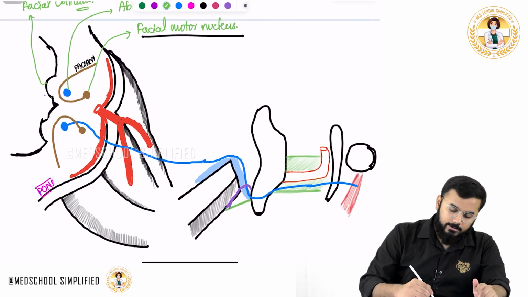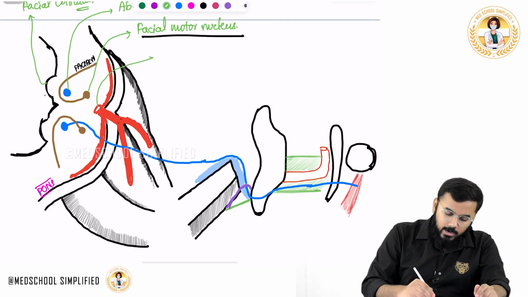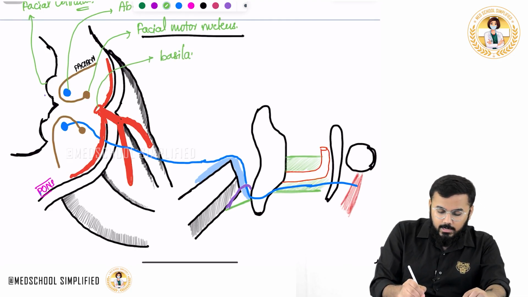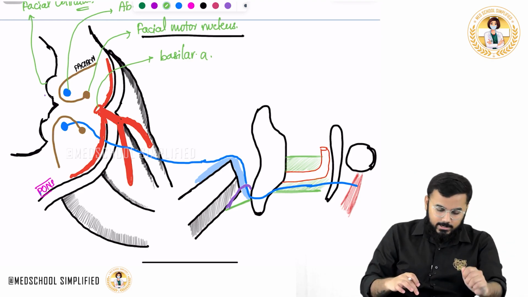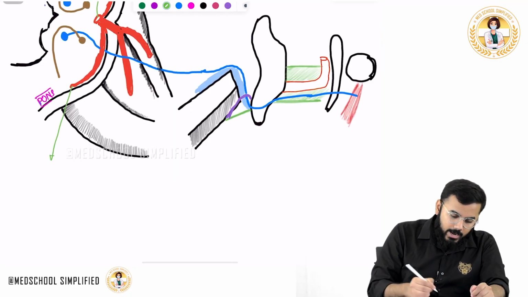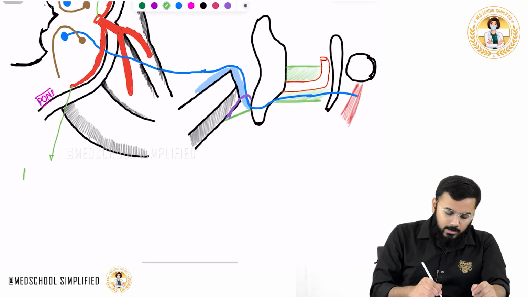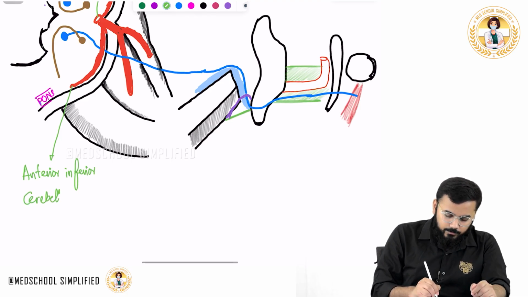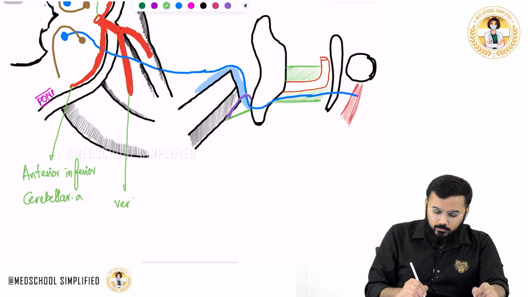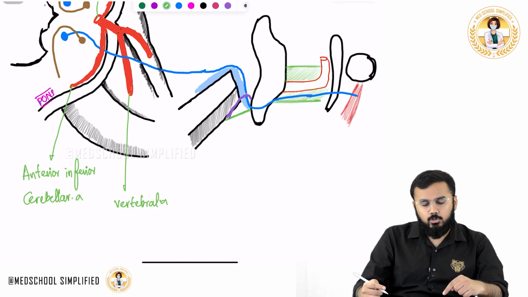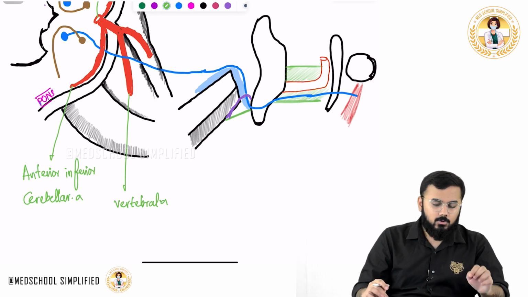Now what we need to know is that this artery in the center is called the basilar artery. The basilar artery has two branches like this. The name of this branch is the anterior inferior cerebellar artery. Next, this artery over here is called the vertebral artery. Both vertebral arteries join together to form the basilar artery.